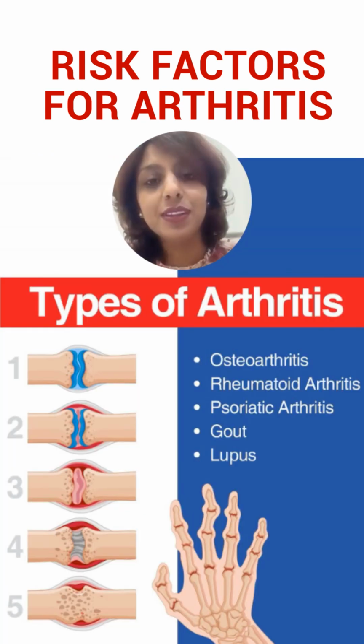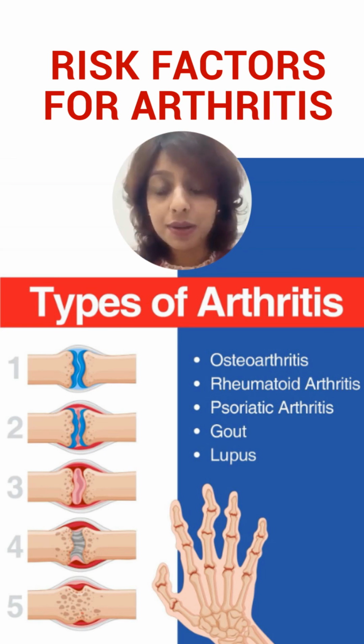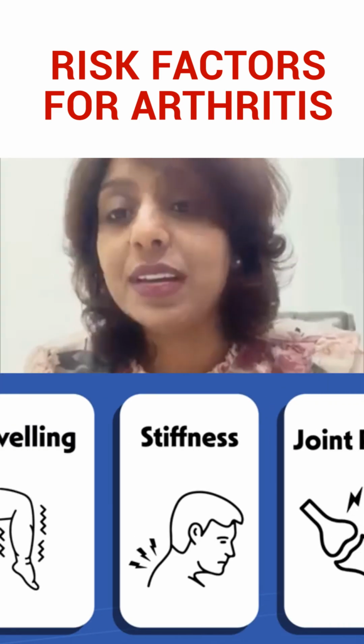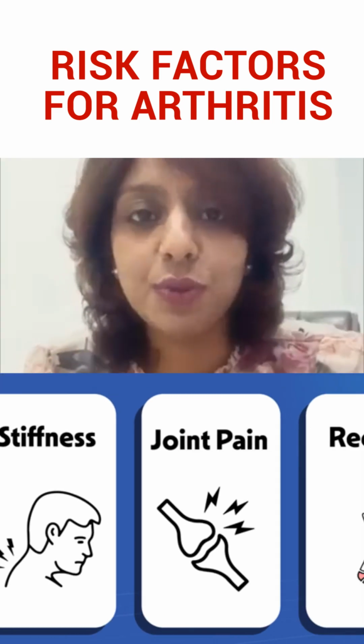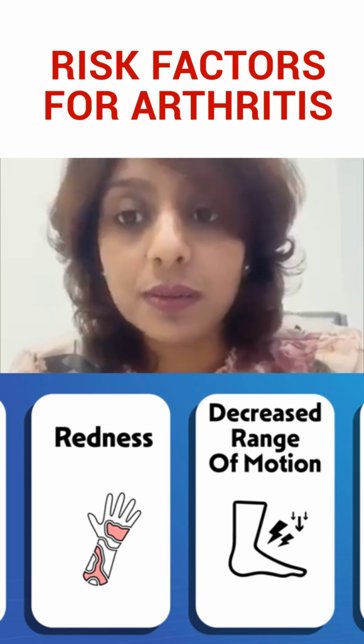Today we are going to discuss something about arthritis. As you all know, there are multiple types of arthritis: rheumatoid arthritis, osteoarthritis, or there could be gout. Apart from the joint pain, there are other symptoms like swelling, stiffness, reduced range of motion of your joints. There could be redness or warmth around the joint.